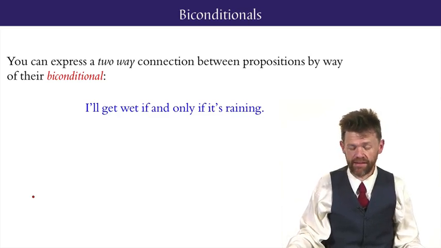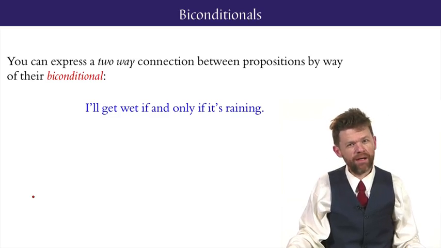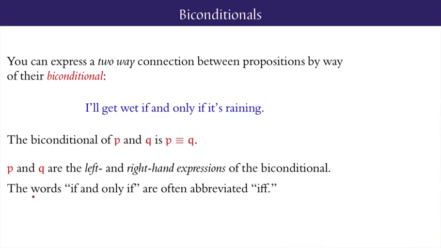Now we could say this using a combination of the conditional and the conjunction, but that happens so often that we'll use another symbol for it, the tribar or the three-line equality sign. It doesn't mean that P and Q are the same statement, it just means that in some sense they're equivalent. The P and the Q are called the left and right hand expressions of the biconditional. In words, if and only if is often abbreviated as IFF.